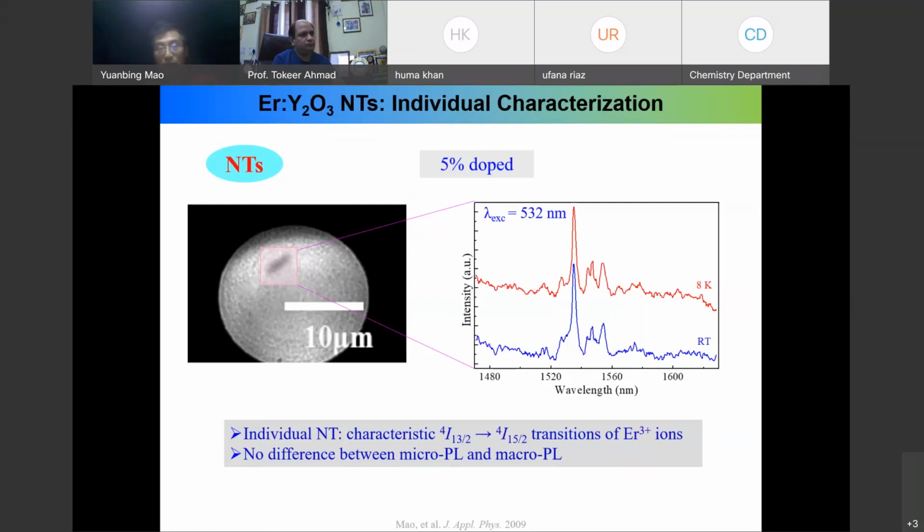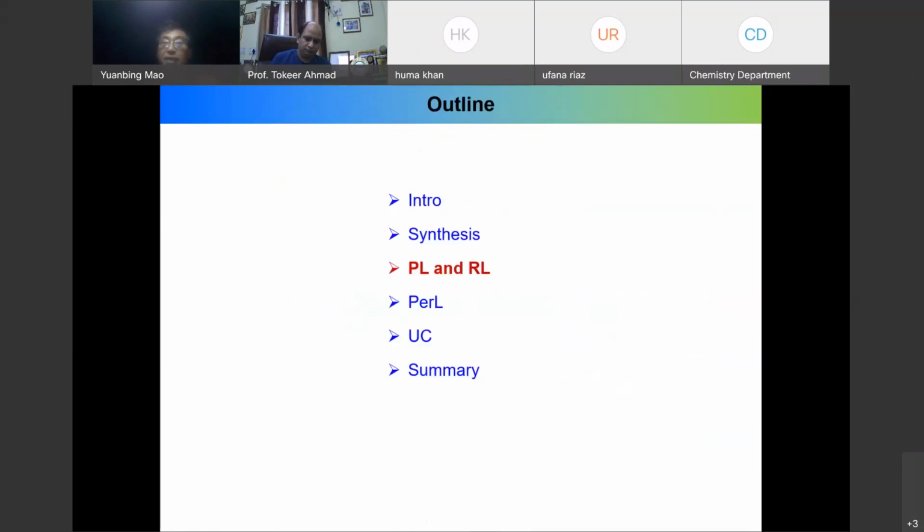So that's pretty much the studies we have done on this type of erbium-doped yttrium oxide nanostructures, mostly photoluminescence and also cathodoluminescence. When we talked about the photoluminescence, we did examples of those nanostructures, and we also did the individual nanotubes. So let's move on to the next thing, photoluminescence and radioluminescence.